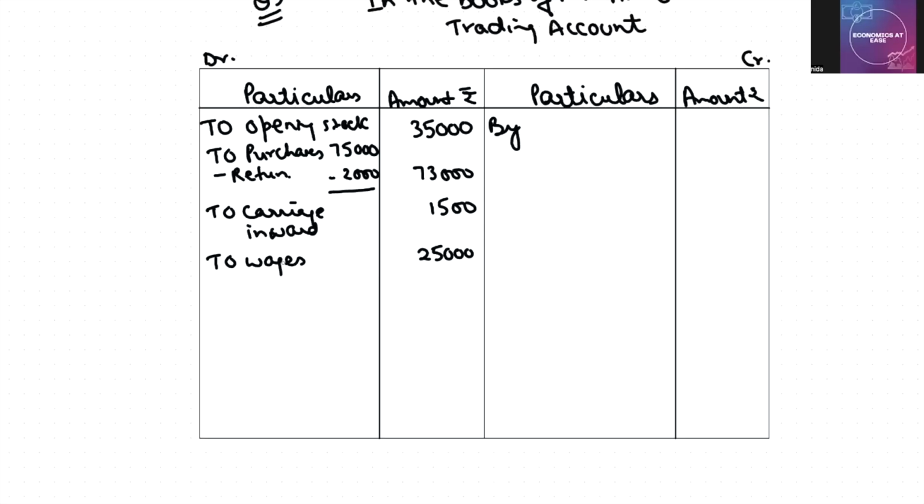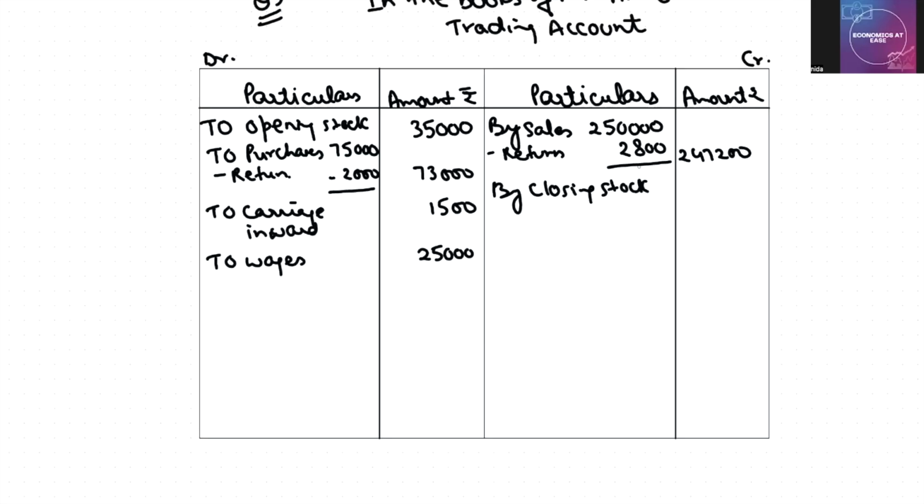Now let's see where to find your sales. Sales is 2,50,000, returns are also there. So in the inner column 2,50,000 less returns 2,800. Sales return will be on the debit side. So you will get 2,47,200 in the outer column. And of course, never miss closing stock. This is your one adjustment. By closing stock, and this is 40,000.